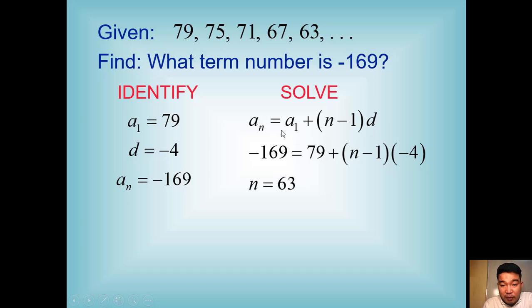83. And then we move 83 from right to left, so 83 will become negative 83. Remaining at the right would be negative 4n. And then you add negative 83 and negative 169 divided by negative 4. So the answer is positive 63. So n is equal to 63, meaning negative 169 is the 63rd term of this arithmetic sequence.